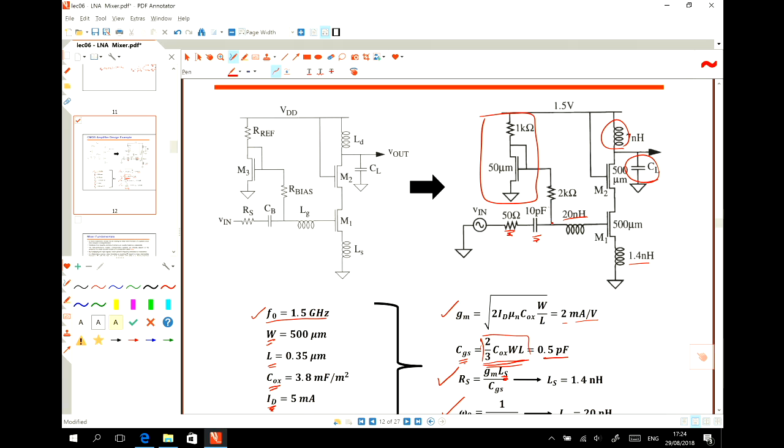Here actually we didn't put AC blocking, but this resistor is very big. I mean, it's already in the order of kilo ohm. So it blocks the AC signal going through the DC part.